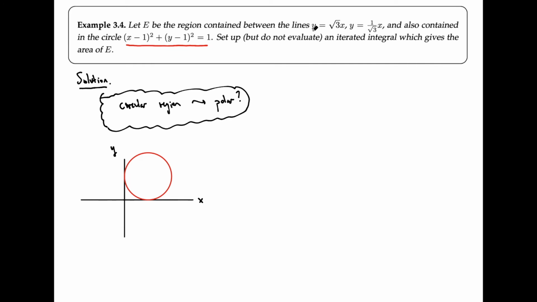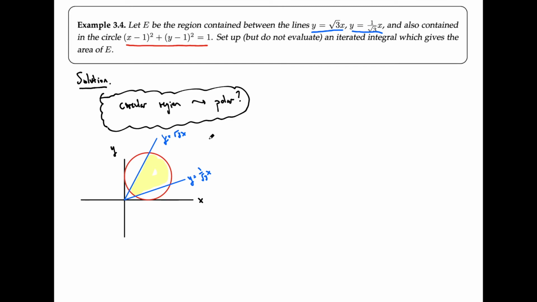The other component of this region is these two lines. These are both lines passing through the origin. In other words, they're rays, right? One of them has a slope of root 3. I don't know exactly what that looks like here, but it's not so important for the sake of the picture. Let's just say it looks like this. And then the other one has a slope 1 over root 3. That's a smaller slope, so again, it doesn't really matter exactly what it looks like, but it's a ray with smaller slope, so it's going to look something like this. And so the region contained between these lines and in the circle visually is right here.